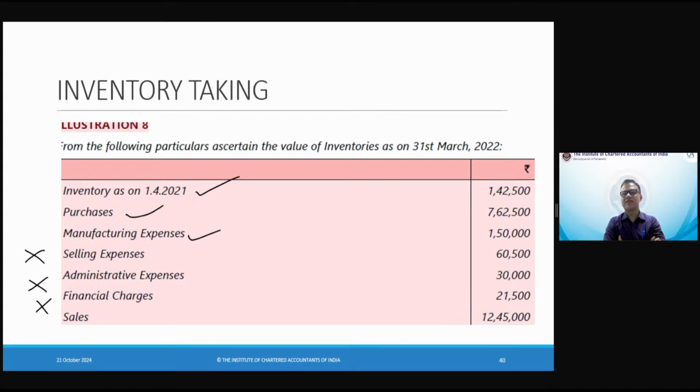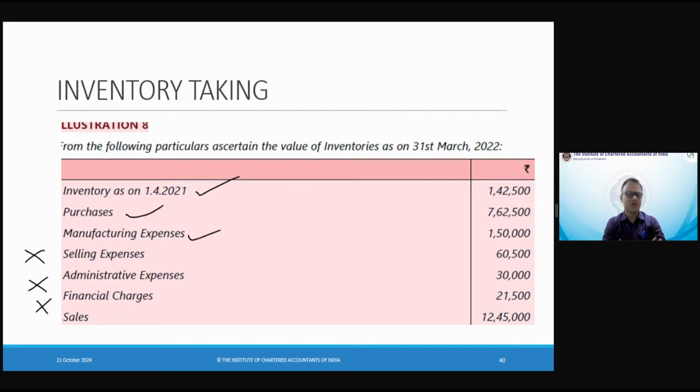Inventory is given on 1st April 2021. Okay, which might be the inventory of 31st March 2021 came to 1 April 2021, the beginning of the financial year. And you have to calculate the inventory in the next financial year, that is on 31st March 2022. That means you have been given opening, you have to find the closing.